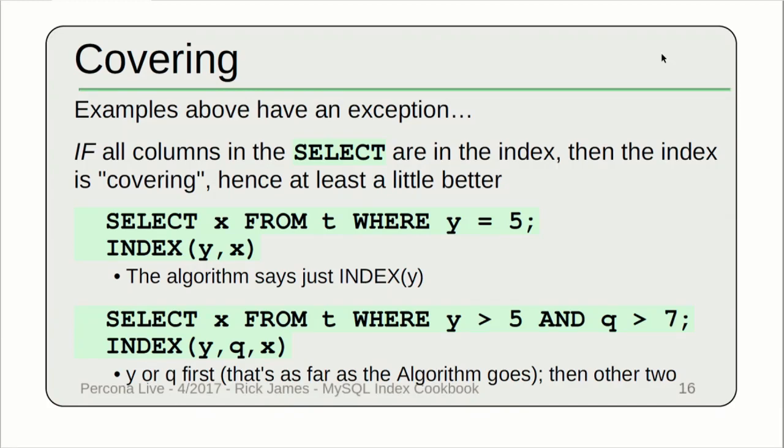This is called covering. And it's better than simply having index Y, which is, we'll see in a minute, the primary thing that the algorithm will tell us to do. Here's a slightly messier example where we have 3 variables, Y, Q, and X. We also have the 2 ranges, which won't be fully usable. But if we throw everything into the index, starting with something that we can filter on, then we get the benefit of covering.